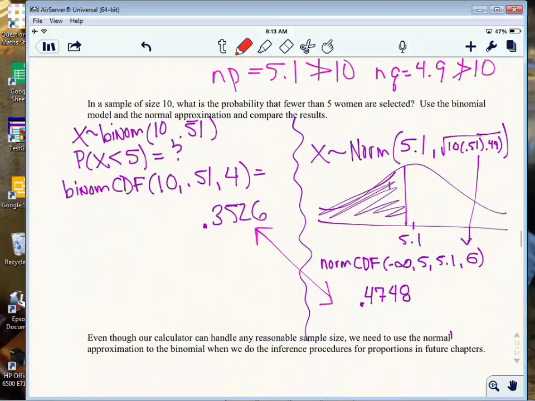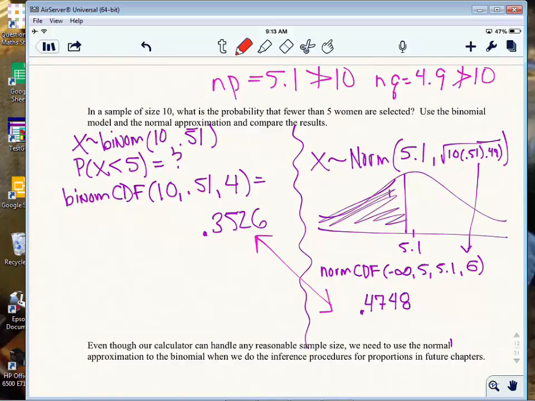All right, in a sample of size 10, what is the probability that fewer than 5 women are selected? Use the binomial model and the normal approximation. So binomial model, out of 10 people and a 0.51 chance of being a woman, that's the probability of X being less than 5. Notice that I only have a 4 right here because we don't want the 5th. We want less than 5. Or if I did the normal to get the average, I did 10 times 0.51, and I did NPQ.